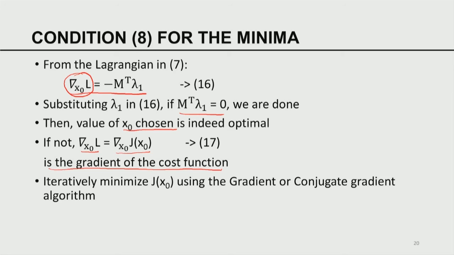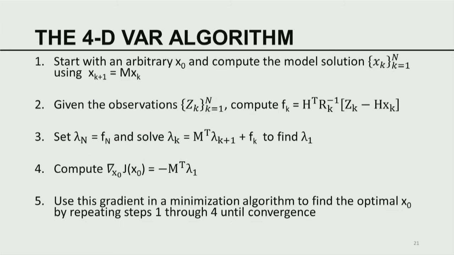So how does this algorithm work? The algorithm works as follows. This algorithm has come to be called the 4D-Var algorithm. This is also called first order adjoint method. By whatever name you call, the essence of the method goes as follows. Start with an arbitrary x naught. So this is the algorithm, 4D-Var algorithm. Start with an arbitrary x naught. You are given a model, compute the sequence of states computed by the model.